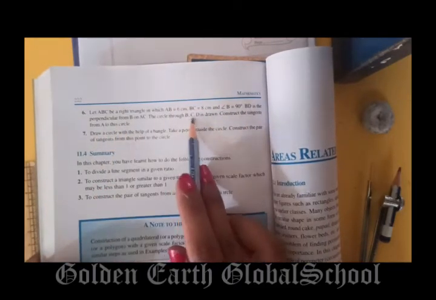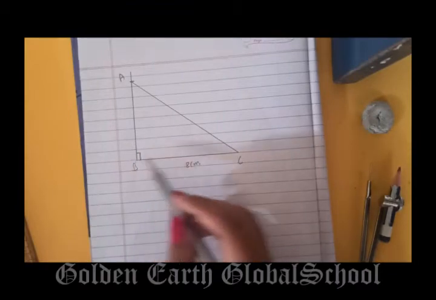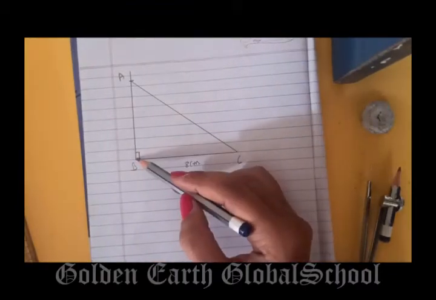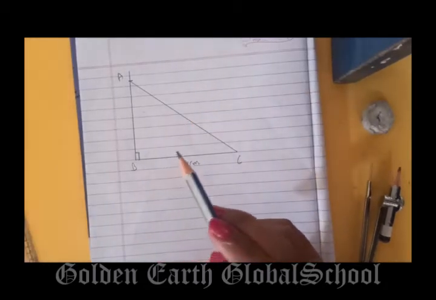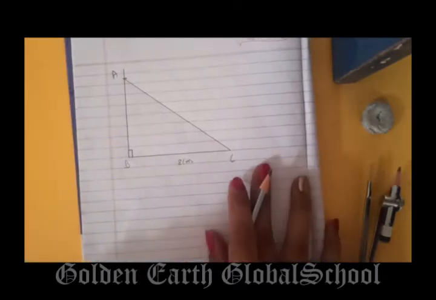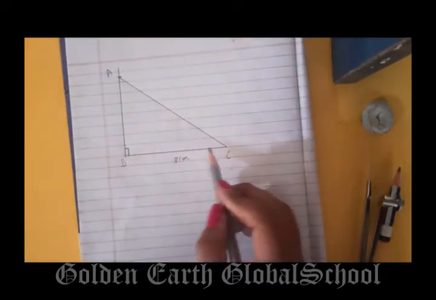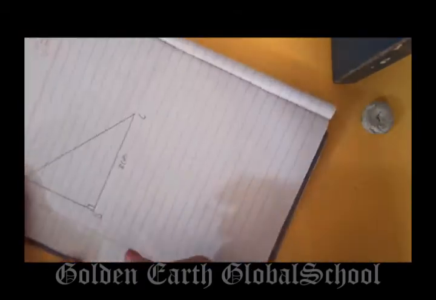Firstly, we have to draw the circle passing through points B, C and D. So B is this point, C this point. Any perpendicular to the line AC is the D point. But we don't know exactly where the D point is. Firstly, we have to find the D point. So to find the D point, firstly draw the perpendicular bisector of line segment BC.